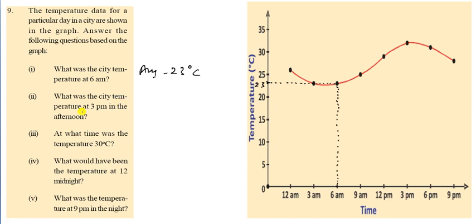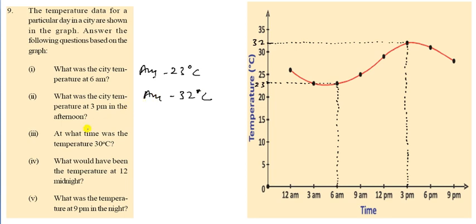So what was the city temperature at 3 p.m. in the afternoon? So you can see 3 p.m. is here, and go upward. It is very clear that like this, and further on this axis you can come out this. So that one is 32. So that is the 32. So answer is, that is 32 degrees centigrade.